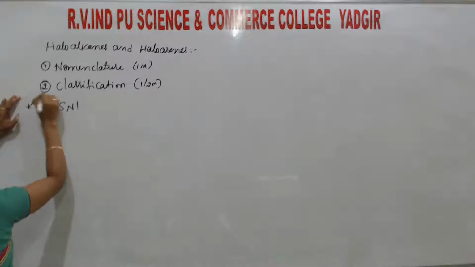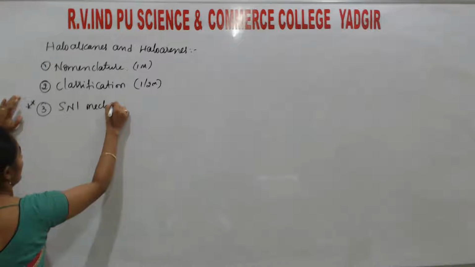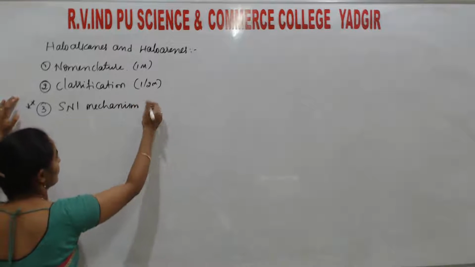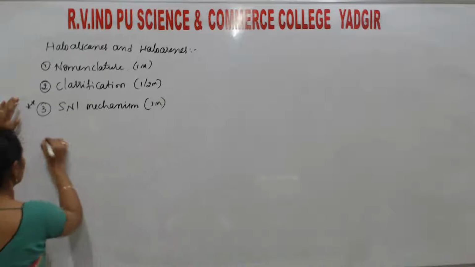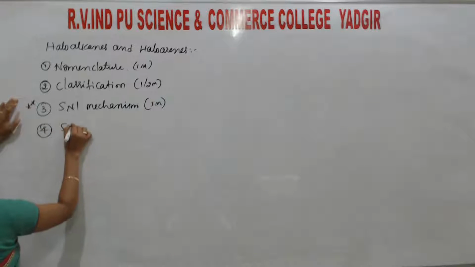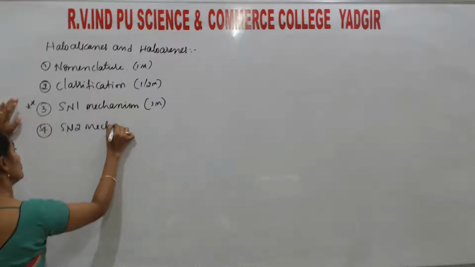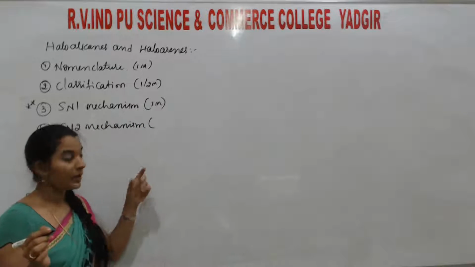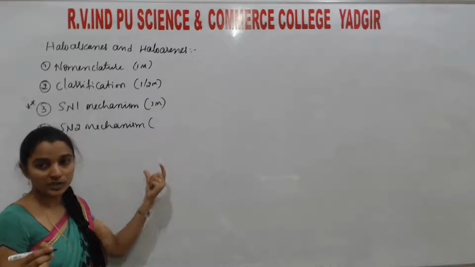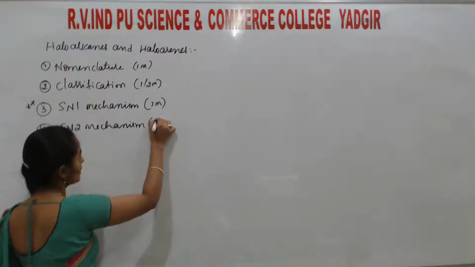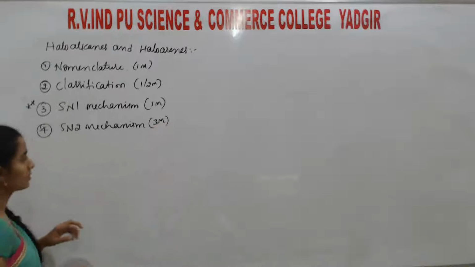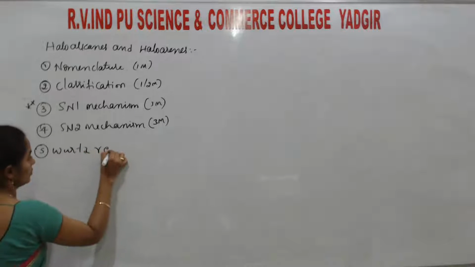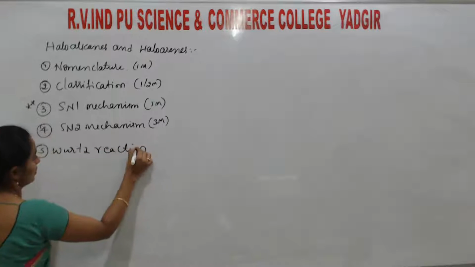From here, SN1 mechanism, 3 marks. Next, SN2 mechanism. Actually, this is also a 3 marks question, but it will be asked like 2 plus 1. So consider this one is also 3 marks. And the fifth, Wurtz reaction.